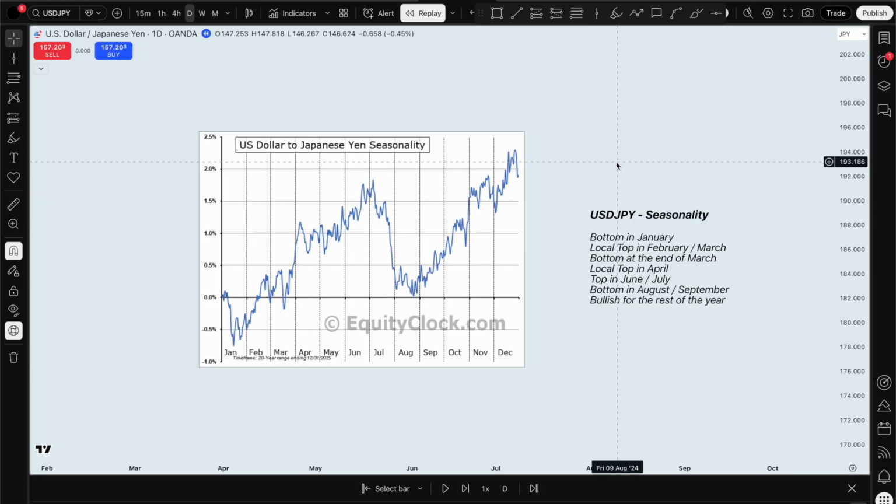Now, for the example of how to use a seasonality chart, this is USD JPY. And if we look at the seasonality chart, we can see that price tends to create a bottom in January. We then have a local top in February, March, a bottom at the end of March, a local top in April, then a slow grind up to create a top in June, July, a bottom in August or September, and we are then bullish for the rest of the year.